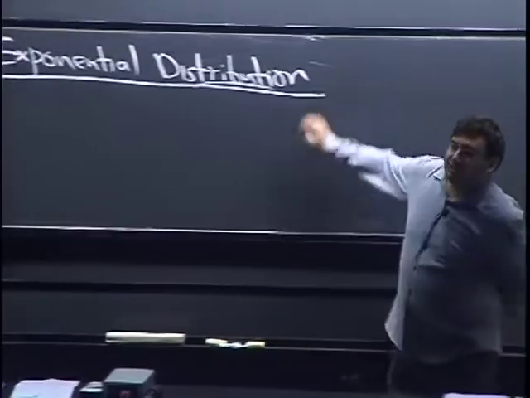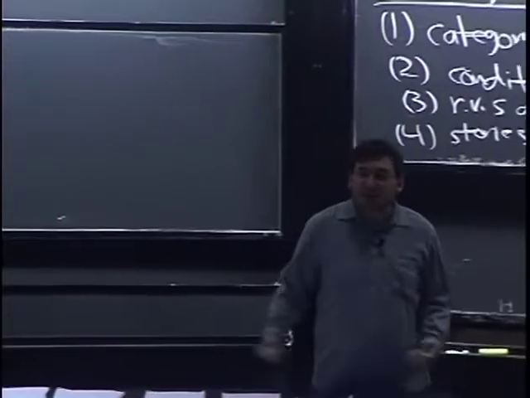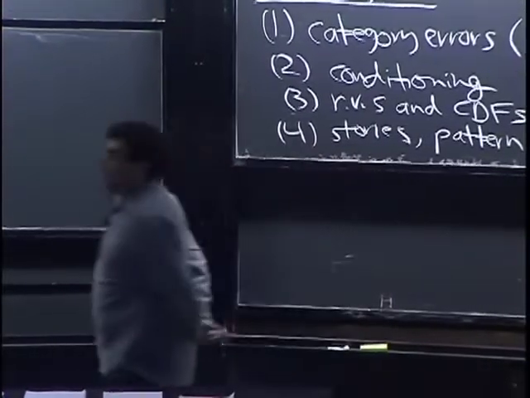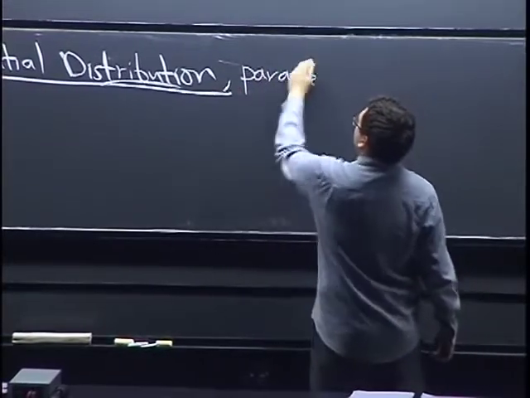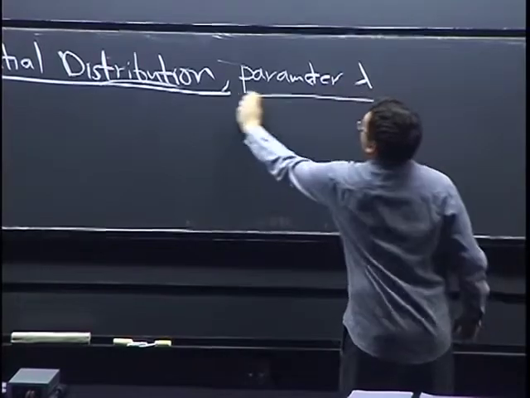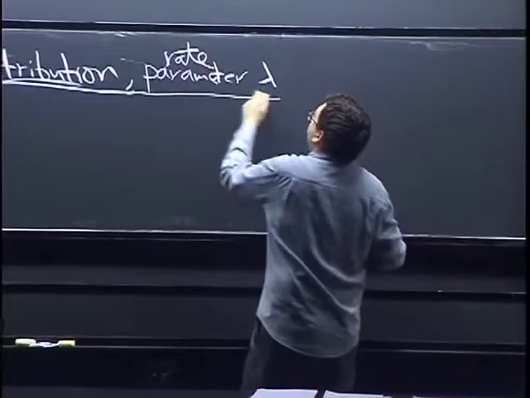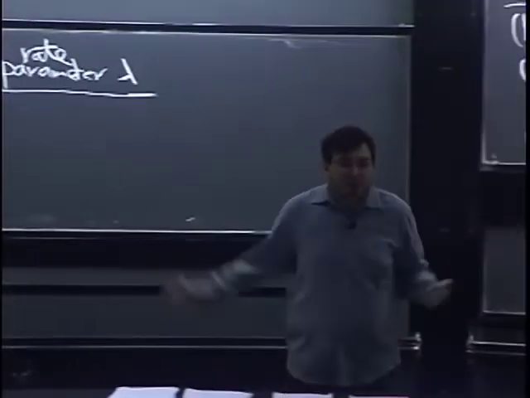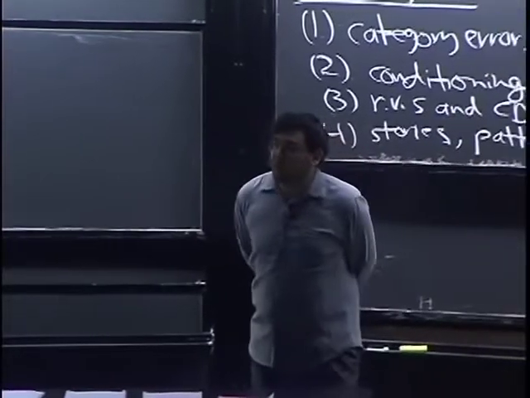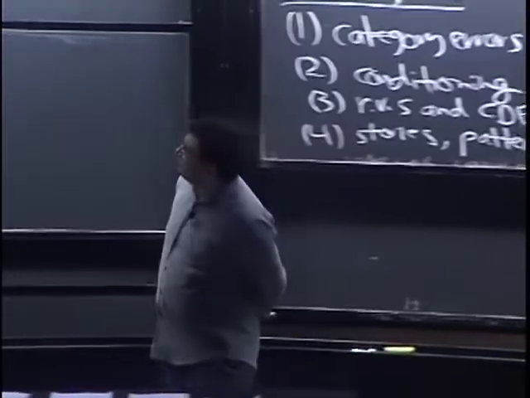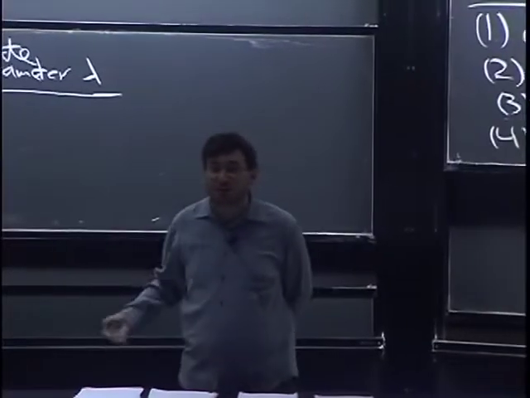So Stat 110, this is the exponential distribution. Now you're friends with the exponential distribution. It has one parameter, usually called lambda, but you could call it whatever you want. That's the traditional. And I'm going to call this a rate parameter, because intuitively we can think of it as the rate at which some type of event occurs.